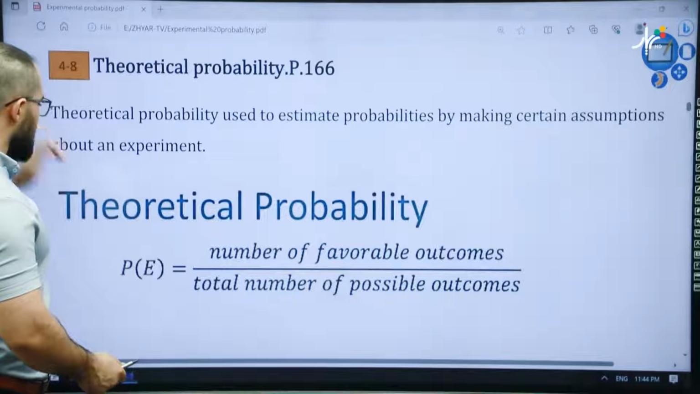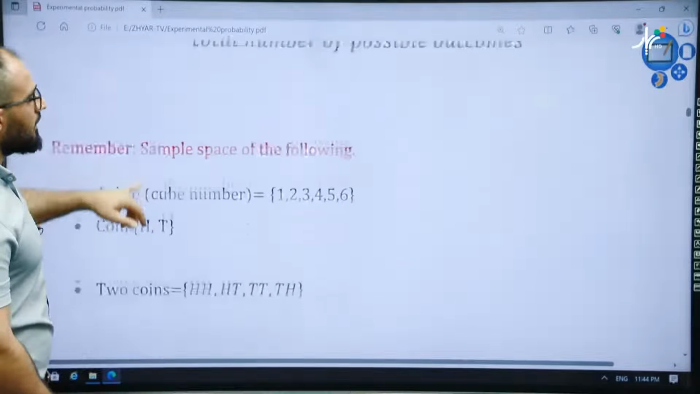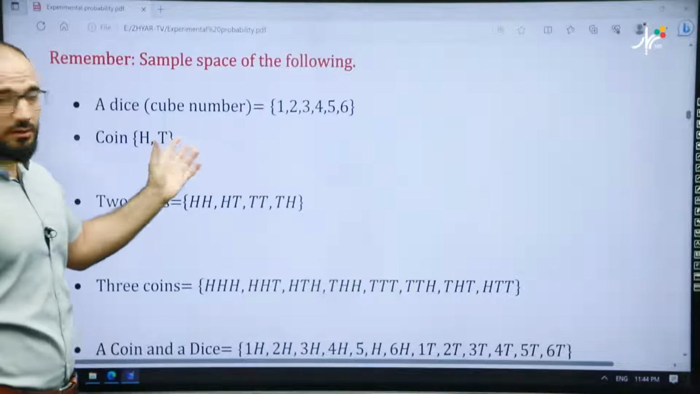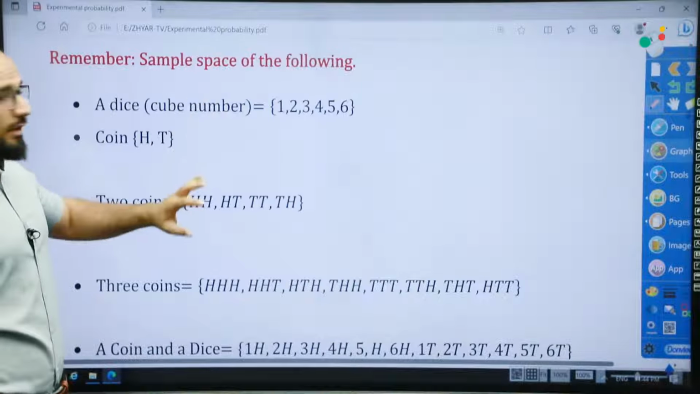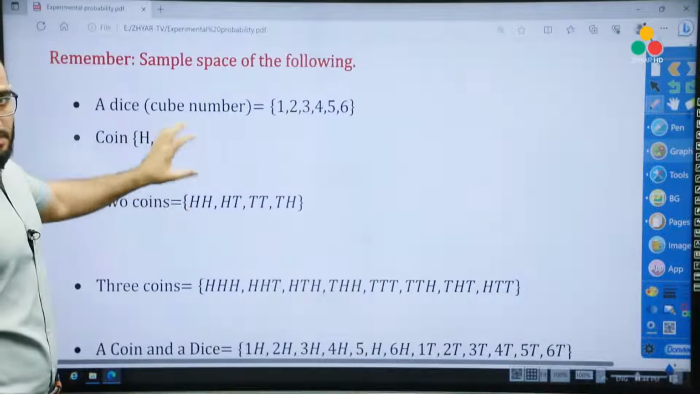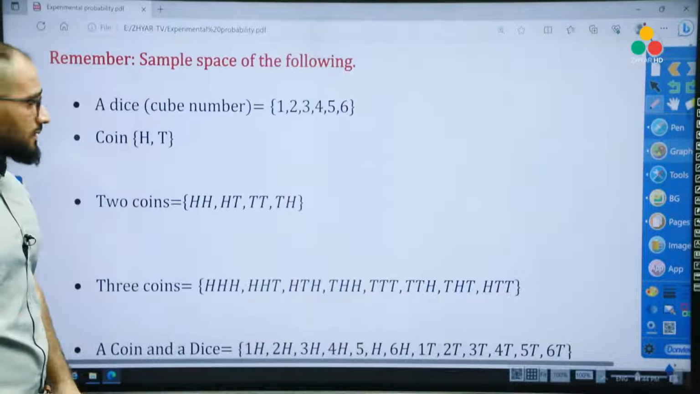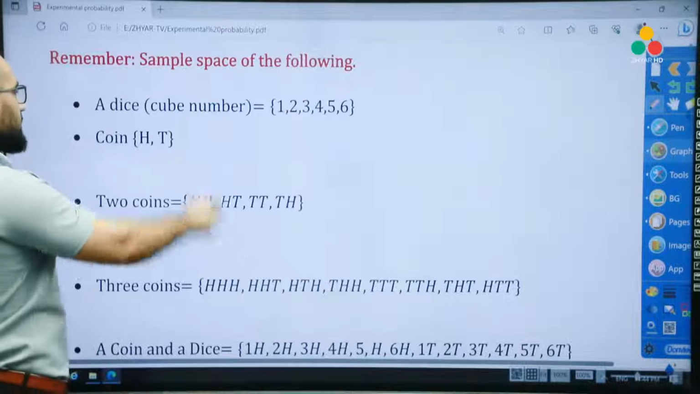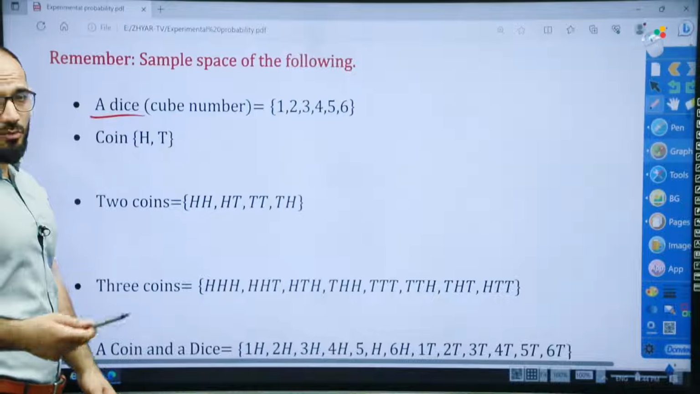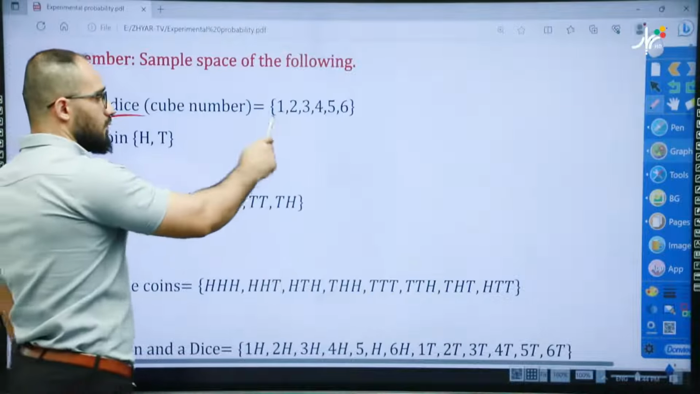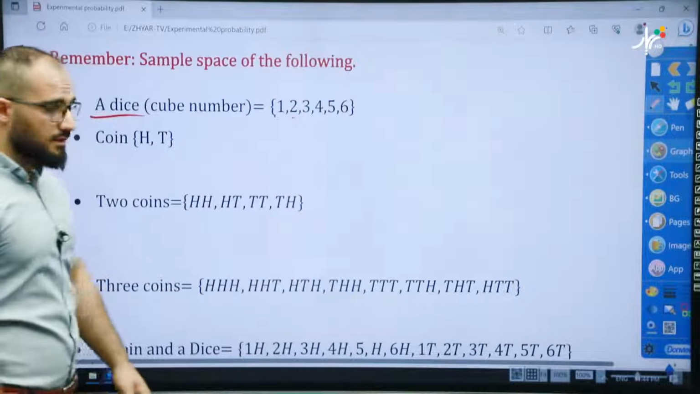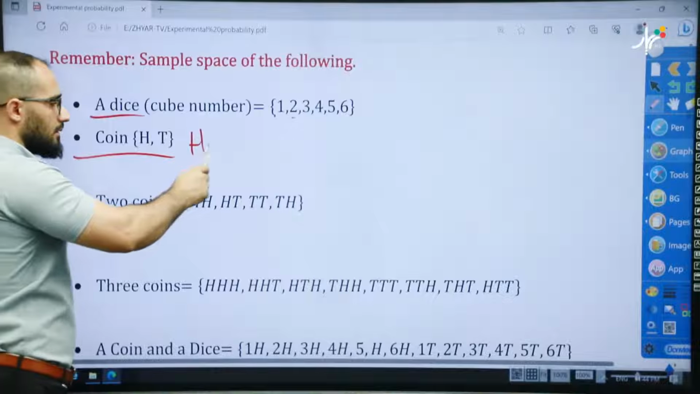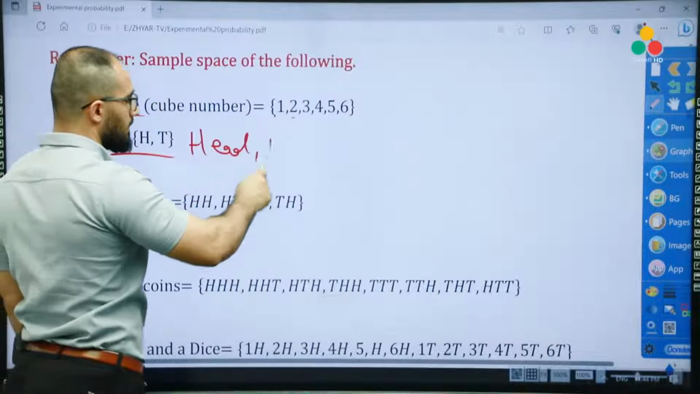If we explain with an example, but before that, we have some great notes. This is important, you have to note. If you do not know these notes, these sample spaces, you cannot solve any question. So, first you have to know the sample space of a dice. You know what a dice is, a cube number. It is 1, 2, 3 until 6. The sample space of a coin is head and tail.